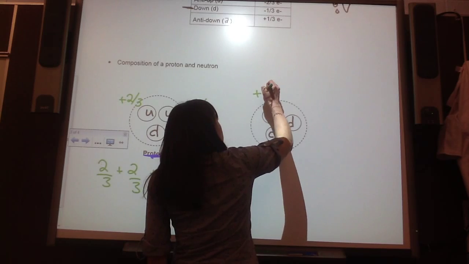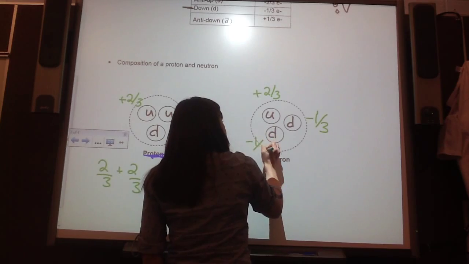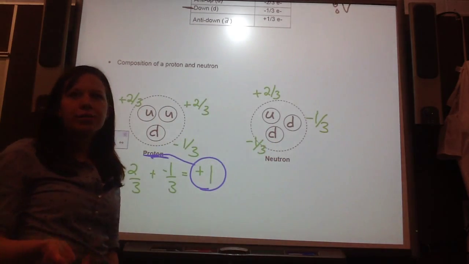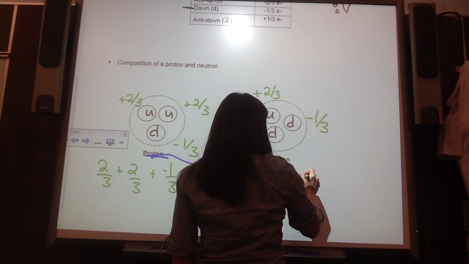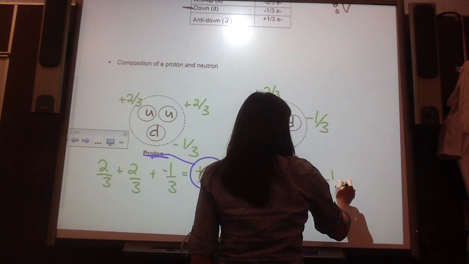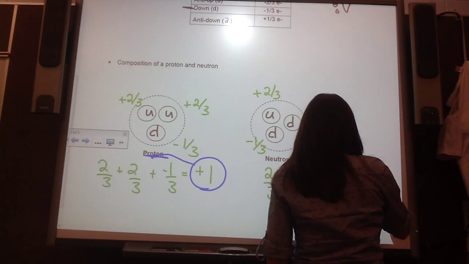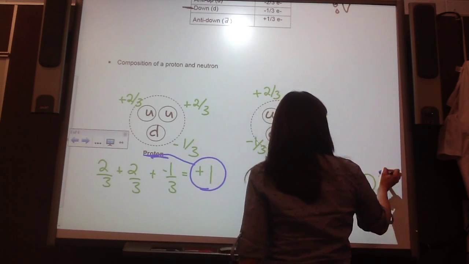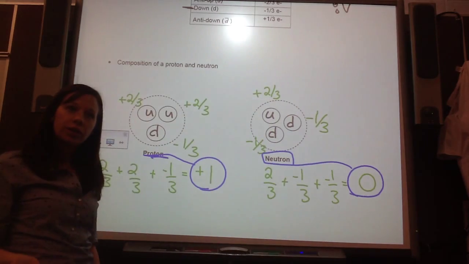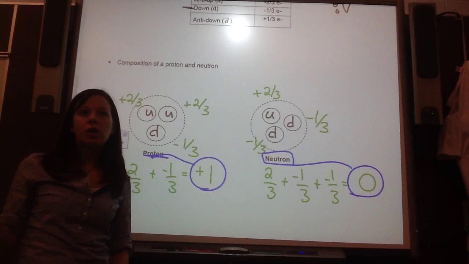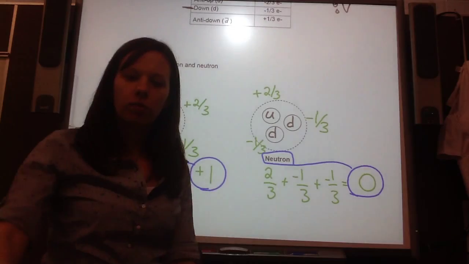So this one is plus 2/3, and then I have two negative 1/3. Now let's add all of those together and see what we get. We have 2/3 plus negative 1/3 plus another negative 1/3. This will give me 0. Which makes sense because a neutron has no charge. It's made up of charged quarks, but all together they give you a neutral charge.